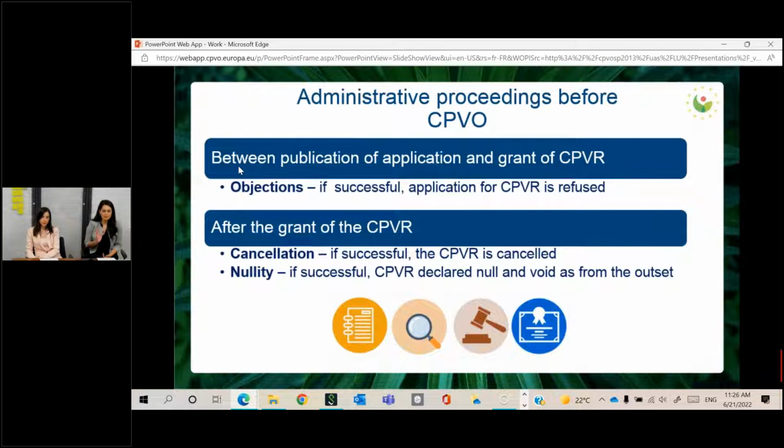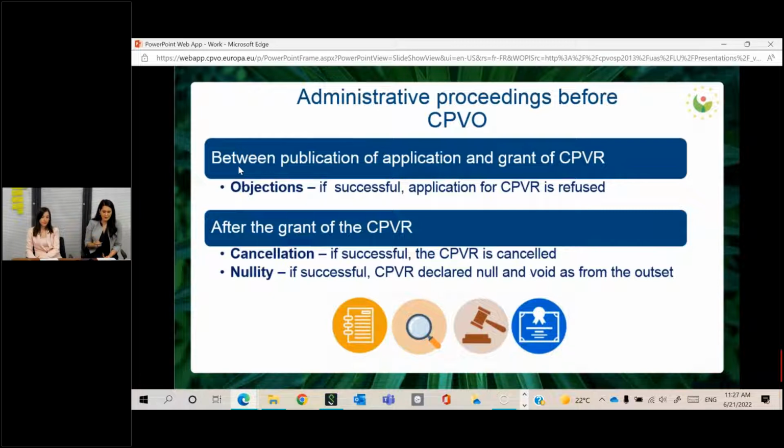First of all, I will start from objections. Objections are filed before the grant of the CPVR. You have to consider that after the application, there is a publication in our Gazette of the fact that we received this application for protection, right? From that moment on, and before the grant of protection, that may take a few months, few years, any interested person can raise an objection to that grant.